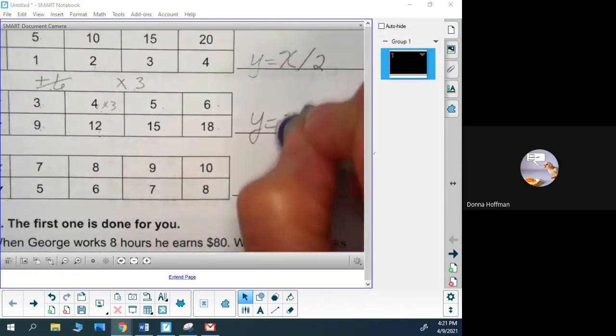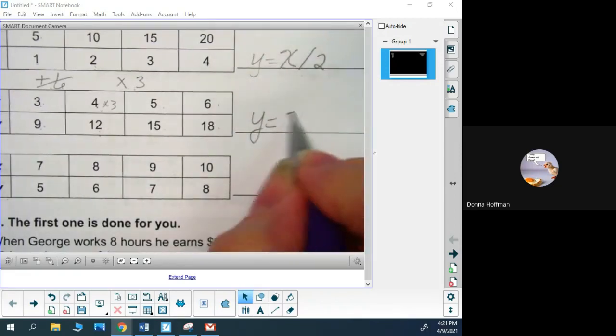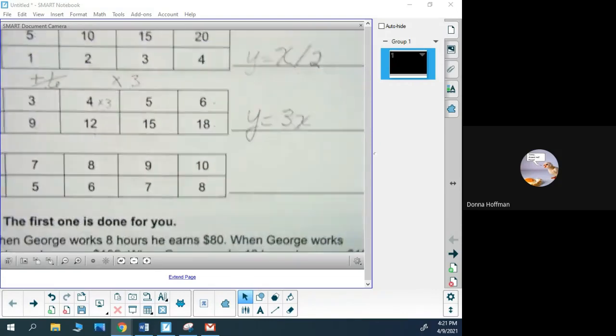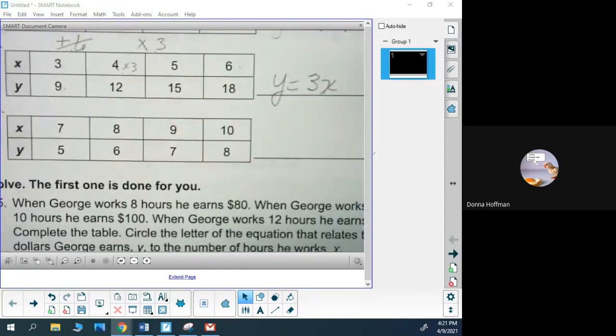When we do multiplication, I can't list it like that. It's got to be 3x. Remember, your coefficient always goes before the variable. So when it's multiplying, you have to put your coefficient first. Okay, let's look at the next one.